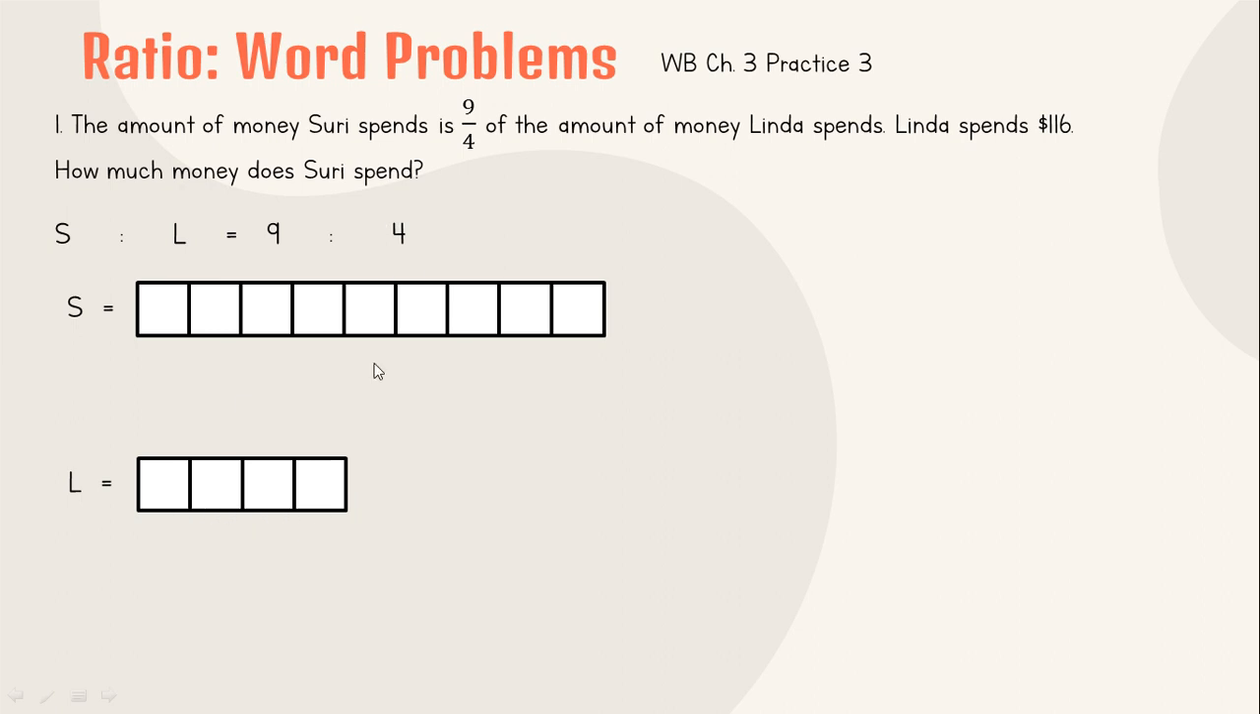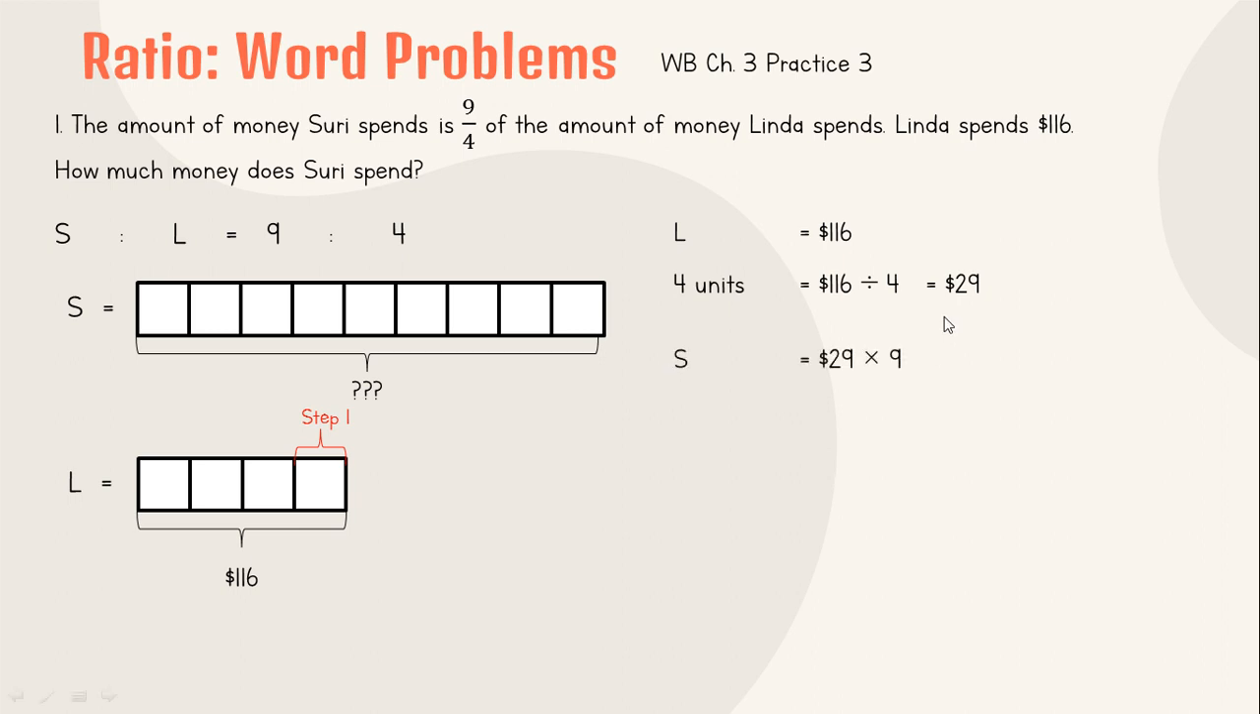Okay. Do we know how much Linda spends? Yes, 116. So the first thing is to find what? To find how much for 1 unit. So what are we going to do? Our information lies on Linda. Linda equals 116. Linda has how many units? 4 units. So 1 unit equals 29. So I just put here 1 unit equals 29.